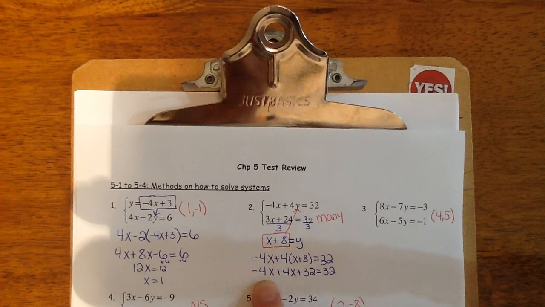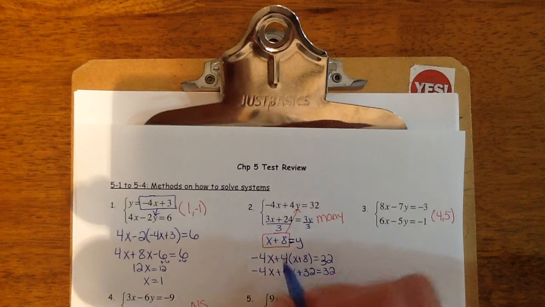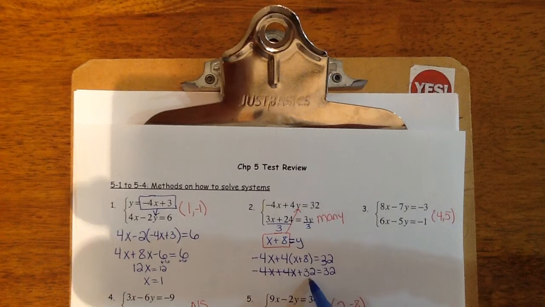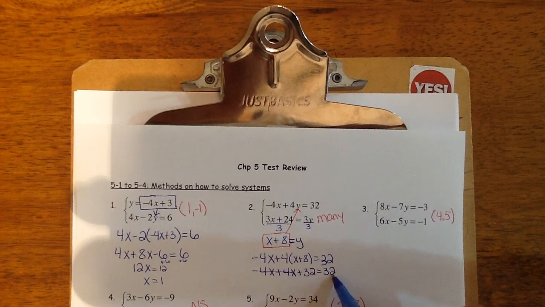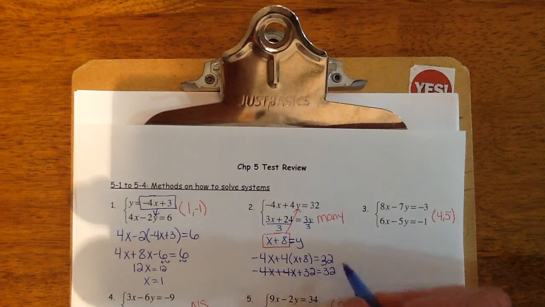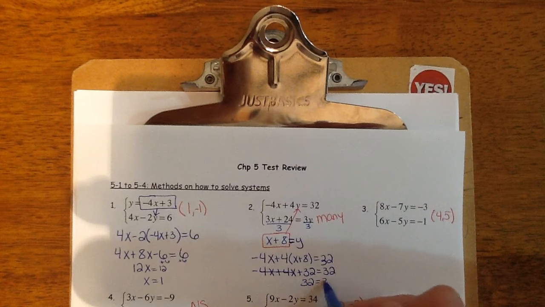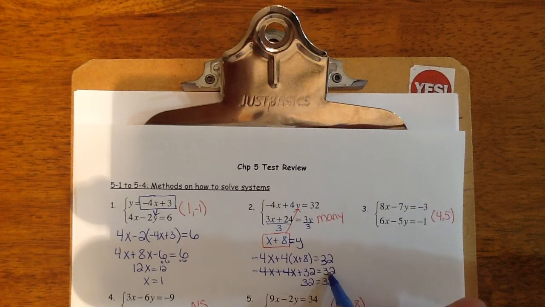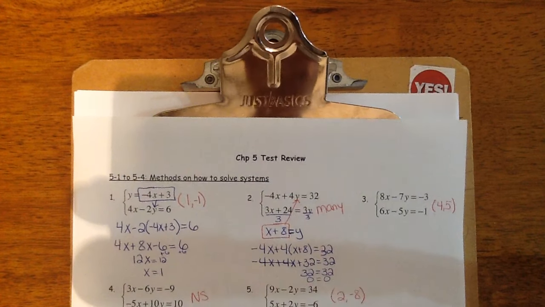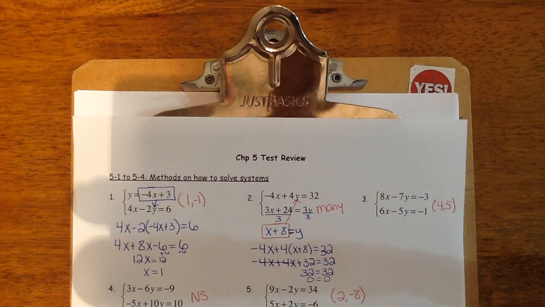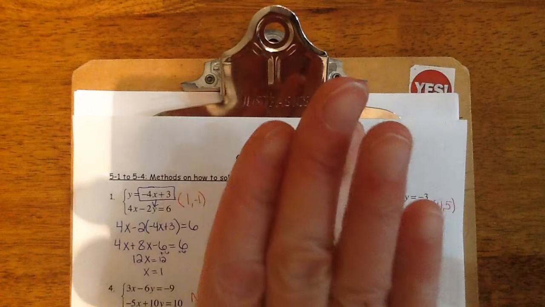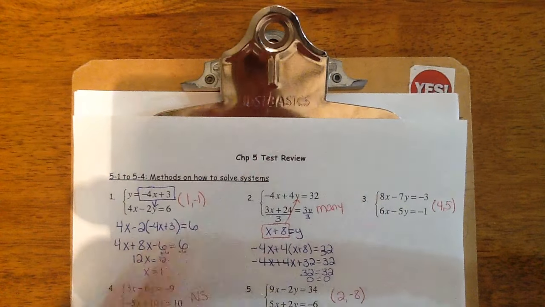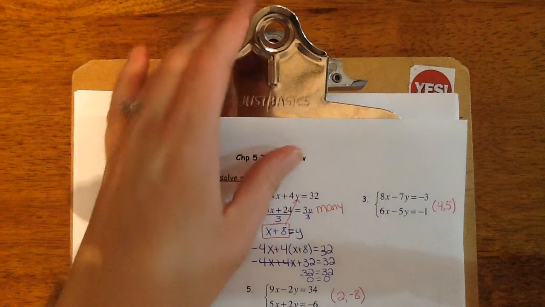If you notice, my variables are going to cancel each other out. So I can either leave the 32 on this side or I can move it to the other side. So if you want to leave it, you'll get 32 is equal to 32, which is a true statement. Or if you want to move the 32 over, you would get 0 is equal to 0. Either way, you have a true statement, which means that these lines are on top of each other. So they're right on top, so they have many solutions in common.